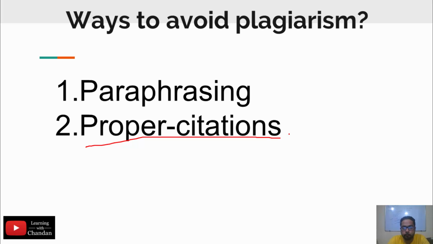The second way to avoid plagiarism is paraphrasing. Paraphrasing means you have a line or a paragraph that you want to include in your paper. So change the words of those phrases or of those paragraphs in such a way that they do not look the same as they were.